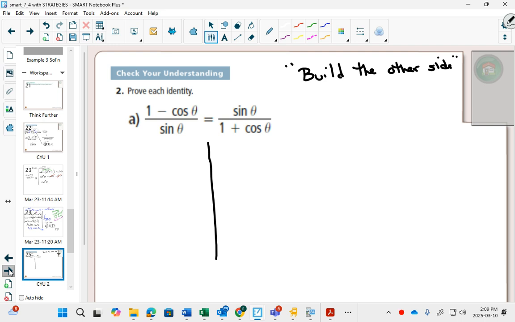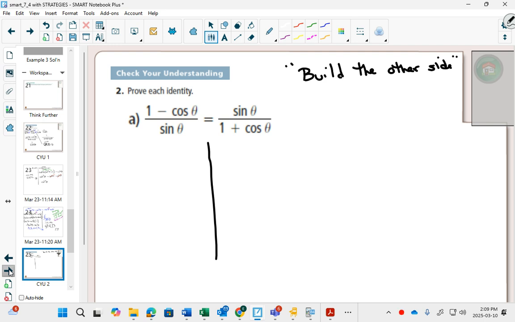The strategy is typically called multiply by the conjugate, but most of us forget what the word conjugate means in mathematics. So because we use a math word that we don't know what it means, it's very hard for us to use that strategy to help us. Because we're like, I'm supposed to do something with something that I don't know what it is, I'm stuck. So what does build the other side strategy mean?